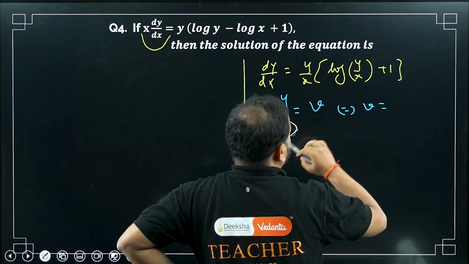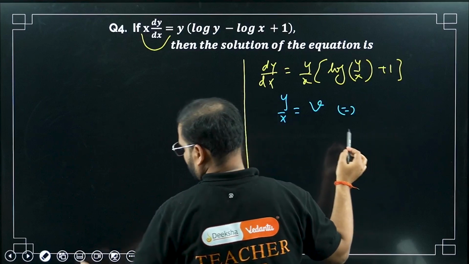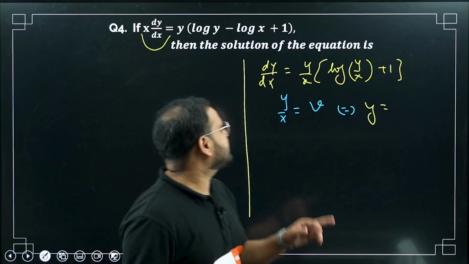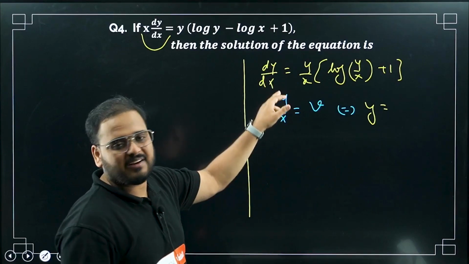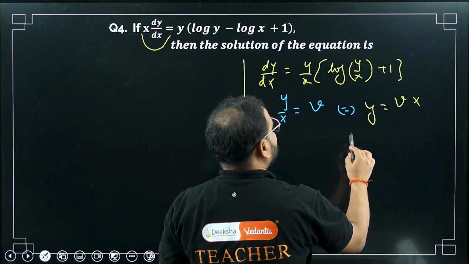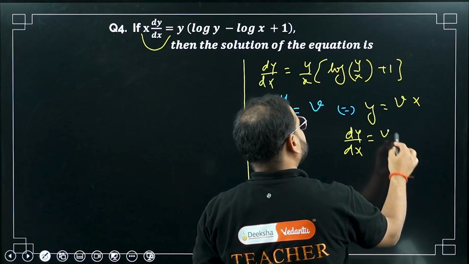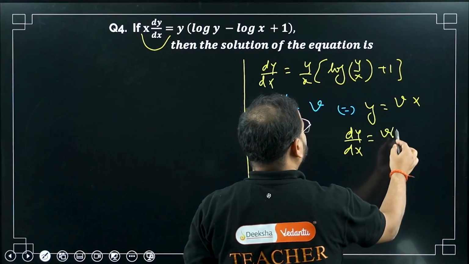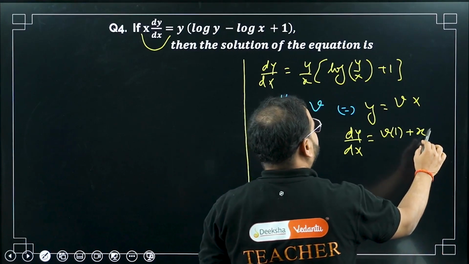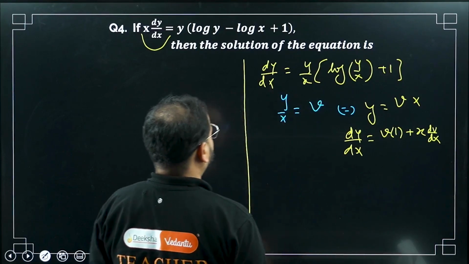So y equals vx. Why am I taking it as y? Just to differentiate it, okay? Because I need dy by dx also to convert, no? For that reason I'm taking y equals vx. Please differentiate it. You're going to get dy by dx equals v as it is, x differentiation which is 1. Product rule we are doing, no? x as it is, v differentiation which is dv by dx.